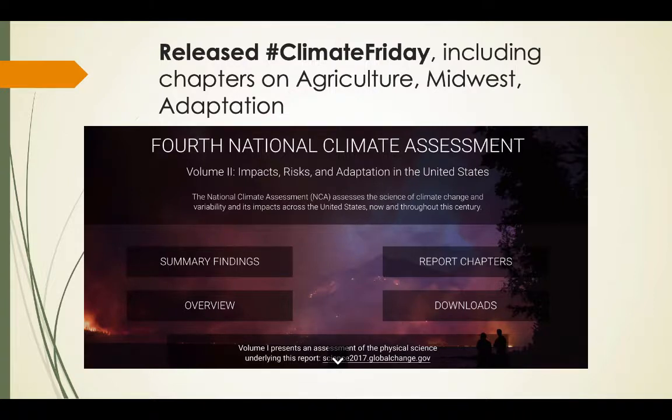So I want to point out that this past Friday, which is now being coined Climate Friday, the newest fourth National Climate Assessment has been released. This includes impacts, risks, and adaptation to climate changes in the United States. These include chapters on agriculture, the Midwest, many ways that climate change is dramatically altering and is going to alter every aspect of our way of life.